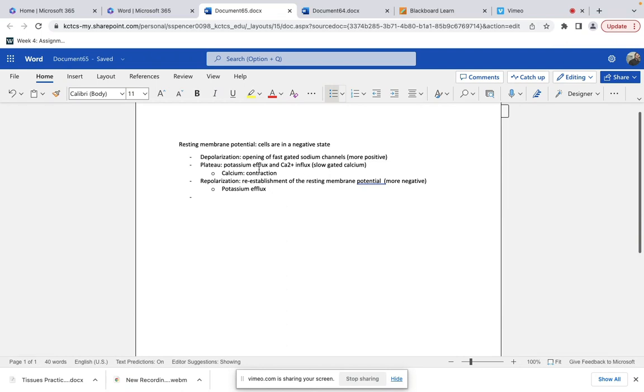So depolarization occurs due to the fast-gated sodium channels. Then we have the plateau, and the plateau is going to be primarily due to a calcium influx and a potassium efflux. Again, they're kind of offsetting each other, causing a plateau effect. Because of this calcium influx, you can have contraction. Contraction occurs within the plateau phase, and I want you guys to know that. And I want you to know about the fast-gated sodium channels, okay? These are important points. And repolarization occurs due to potassium efflux.